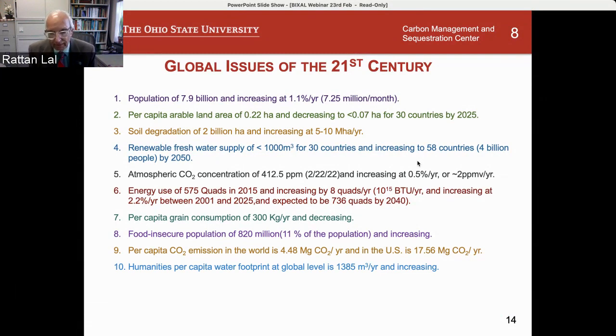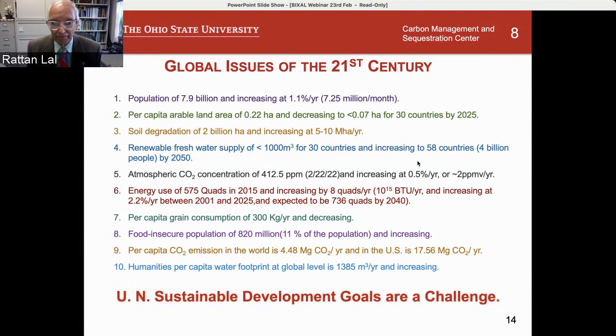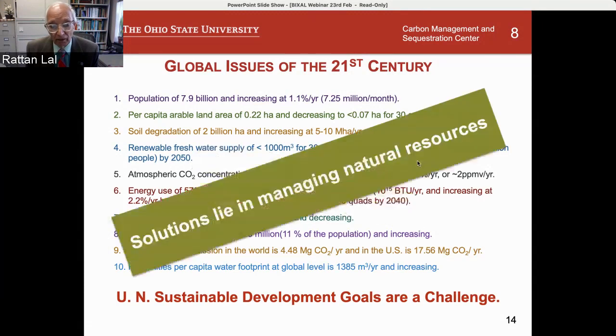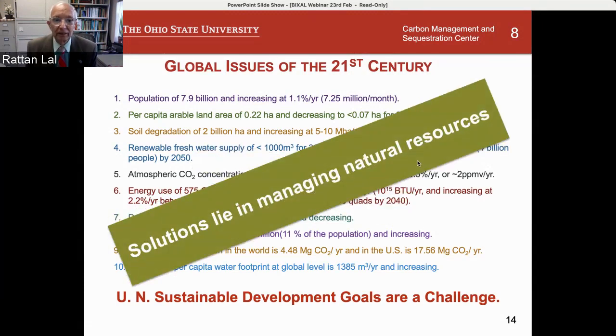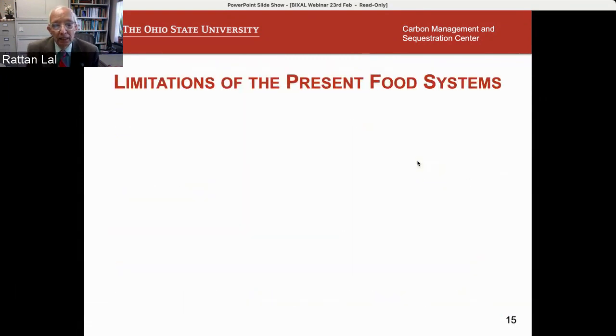This state of affairs cannot continue. It must not continue for the sake of humanity and of course for the sake of the planet Earth. UN Sustainable Development Goals are now being challenged. The solution to this issue really lies in sustainable management of natural resources, especially the soil of the world. That brings me to the question of the food system.